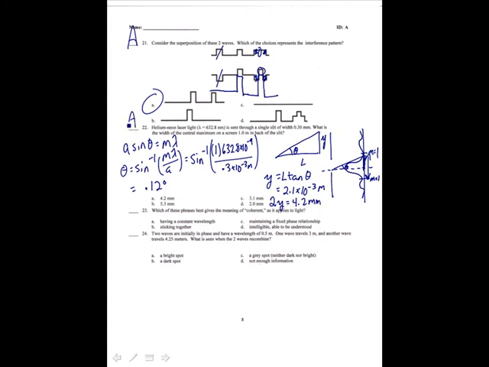Alright, which of these phrases best gives the meaning of coherent as it applies to light? Alright, the best meaning of coherent here is C, that it maintains a fixed wave relationship.